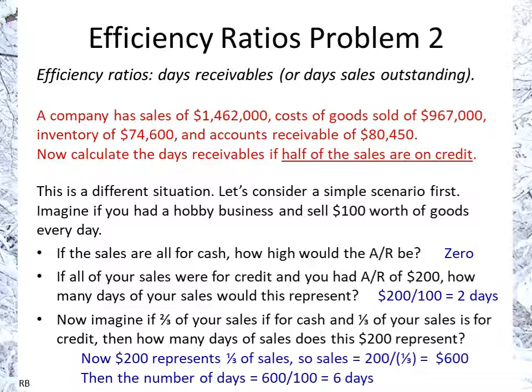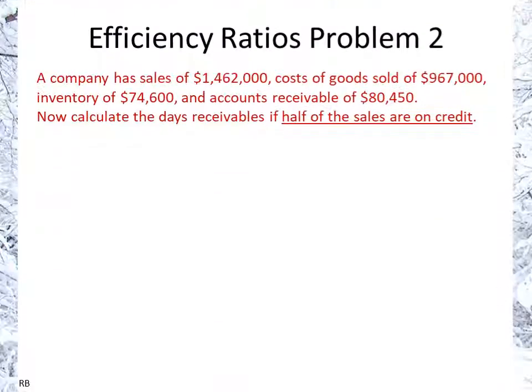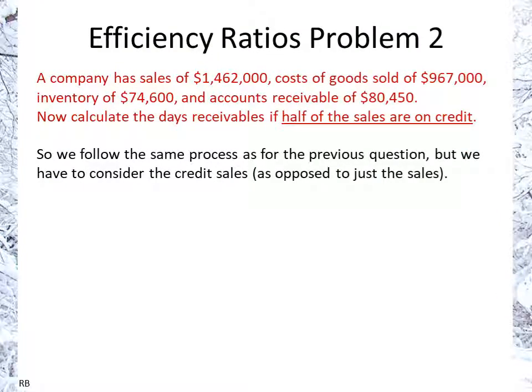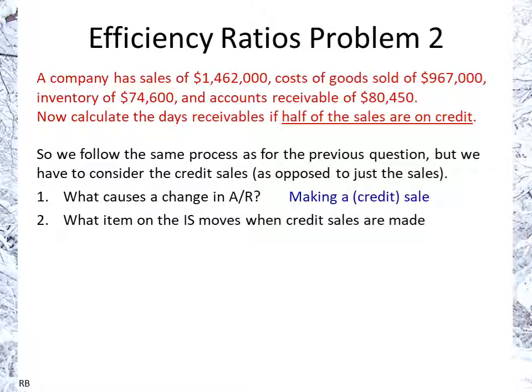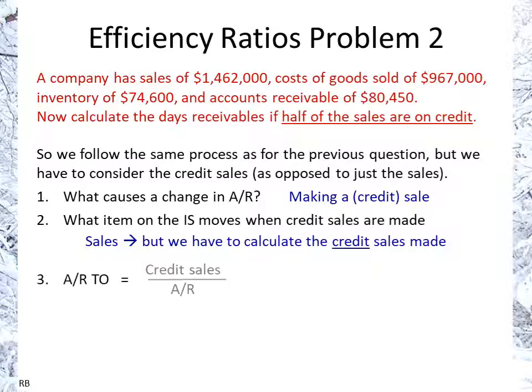From an equation point of view, it's pretty straightforward. Let's proceed with that. So we follow the same process. So what causes a change in accounts receivable? Making a credit sale. What item on the income statement moves when credit sales are made? Well, it's sales, but we have to adjust to calculate the credit sales. So the receivables turnover is credit sales over average accounts receivable.